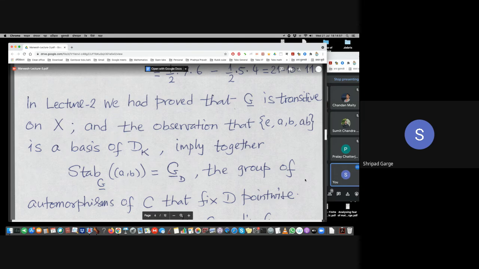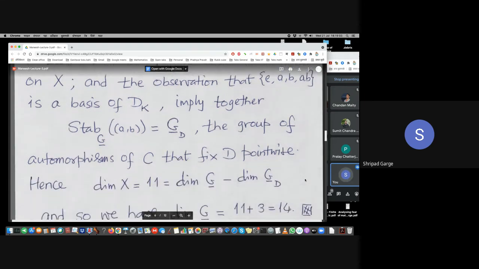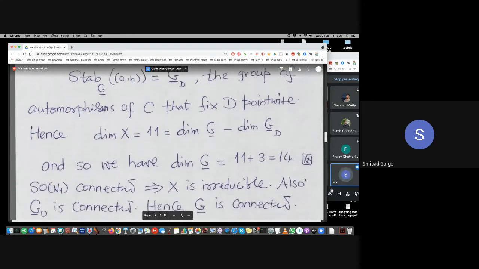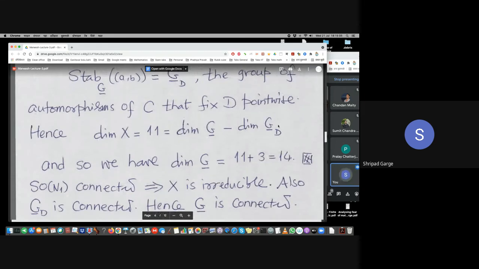So now we have that G bar acts on X transitively, and the stabilizer is simply G bar sub D. We had observed that G bar sub D is a group of type SL2. So its dimension is 3 and the dimension of X is 11. So G bar should have dimension 14.